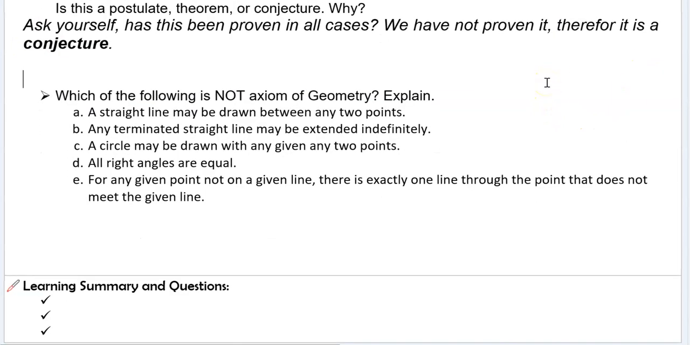In our second question, which of the following is not an axiom of geometry? The answer is C. We draw a circle with a point and a radius, but you could use those 2 points to find the length of a radius, but the axiom is that a circle can be drawn with any point and any radius. Okay?